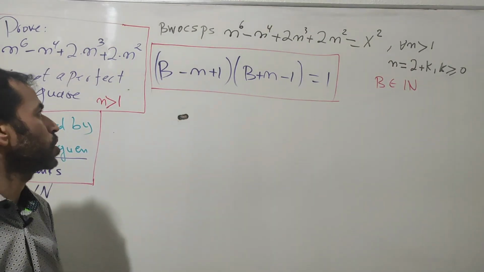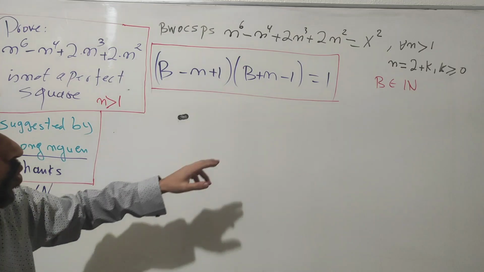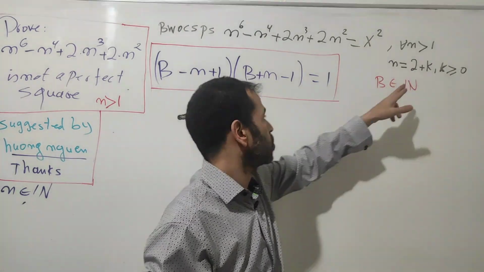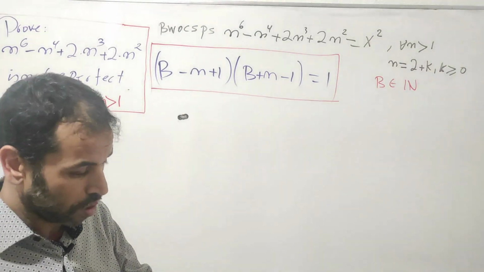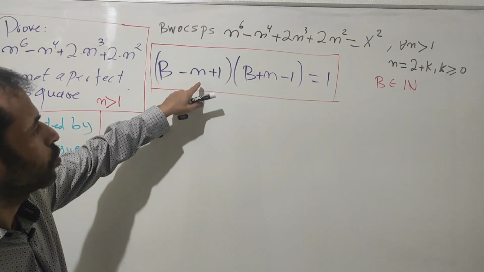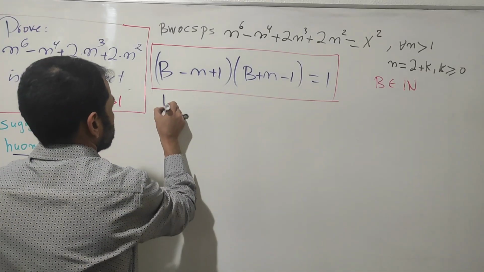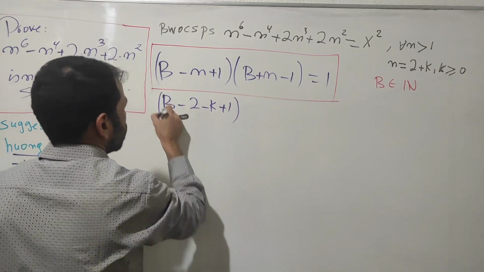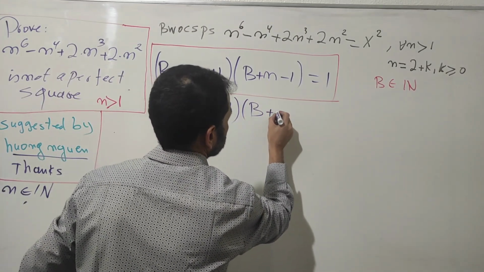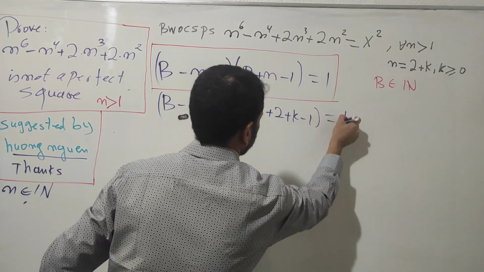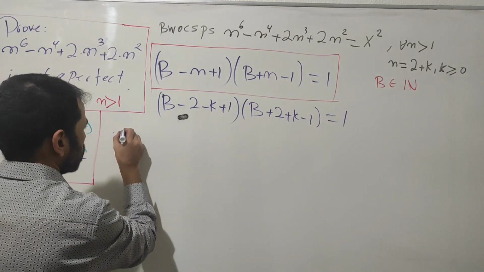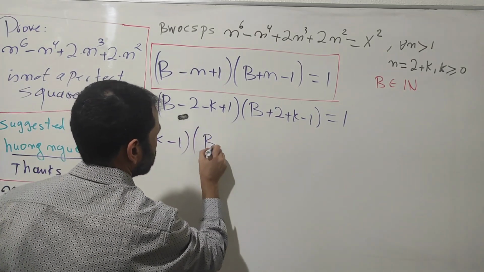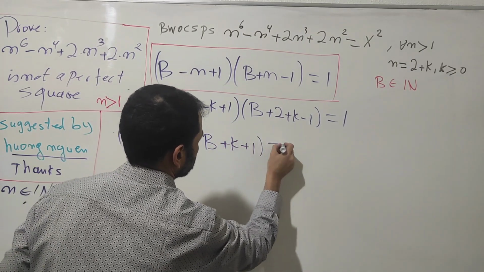We have been working on this equation and coming up with this nice product, where B is a natural number. Also, we didn't use this condition yet. Now I'm going to take this value of n and insert it back into here because we are seeking the contradiction. I'm going to replace n with its value. So I get capital B minus 2 minus k plus 1 factor capital B plus 2 plus k minus 1, which equals 1. Now let's simplify this one more. So I get capital B minus k minus 1 factor capital B plus k plus 1, which equals 1.